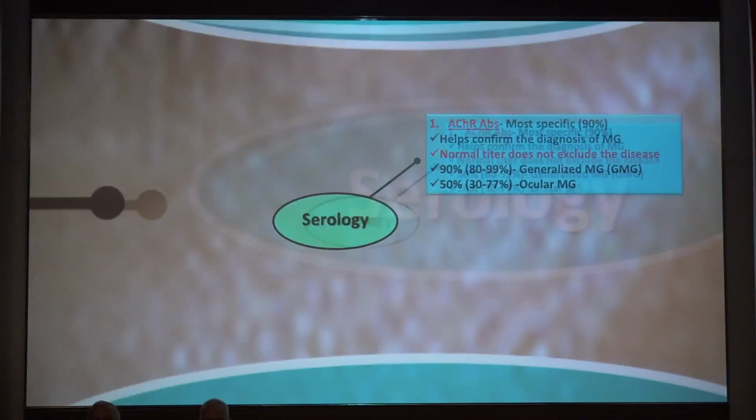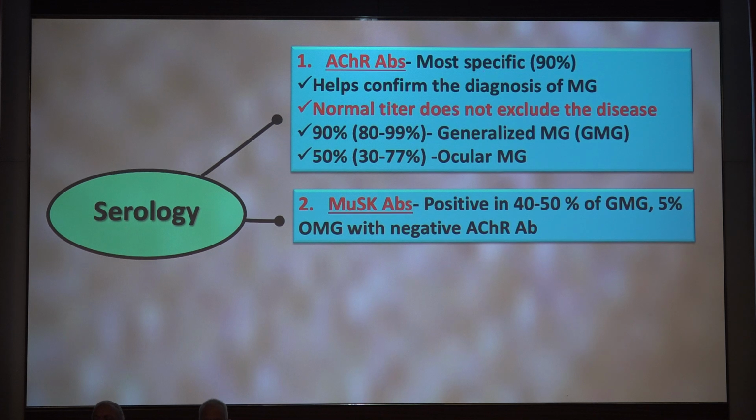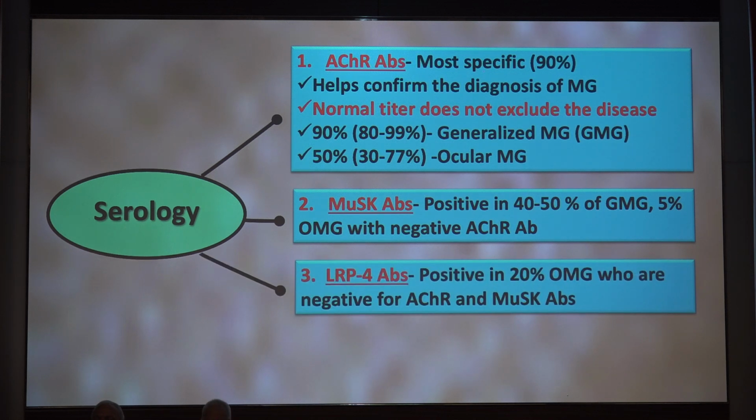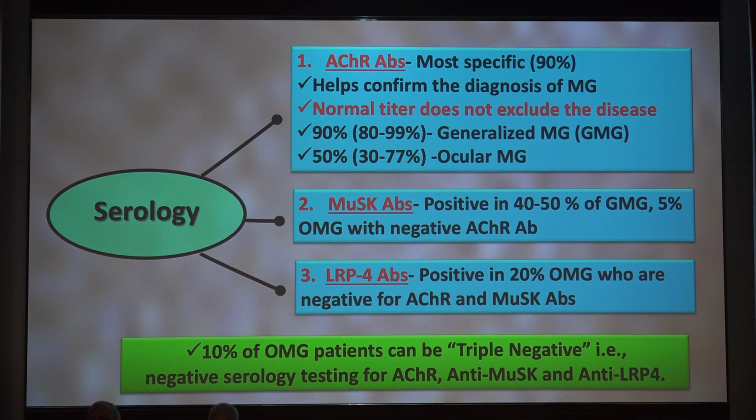Coming to the serology, commonest are acetylcholine receptor antibodies, more specific, which help confirm the diagnosis if positive, but normal titers do not exclude the disease, and in ocular myasthenia only 50% are positive. The other is MuSK antibodies, positive in about 40 to 50% of generalized cases, but only 5% of ocular myasthenia with negative acetylcholine receptor antibodies. Third is LRP4 antibodies, positive in about 20% of OMG cases who are negative for the other two antibodies. But interestingly, 10% of OMG cases can be triple negative, that is negative for all these, that we have to keep in mind.